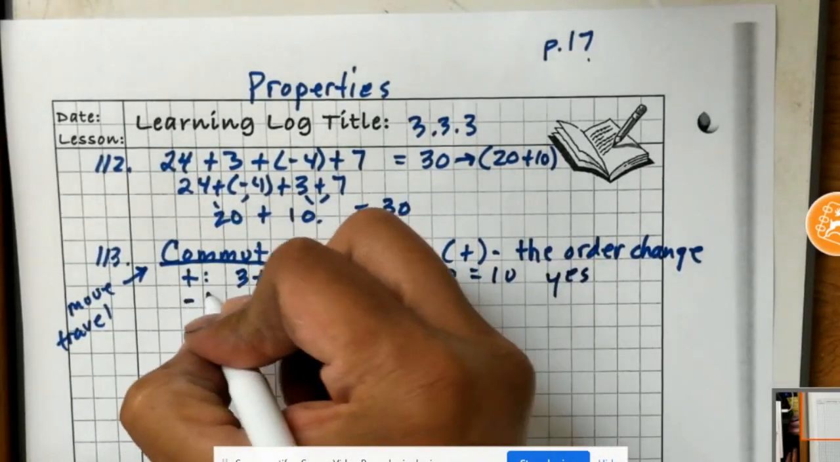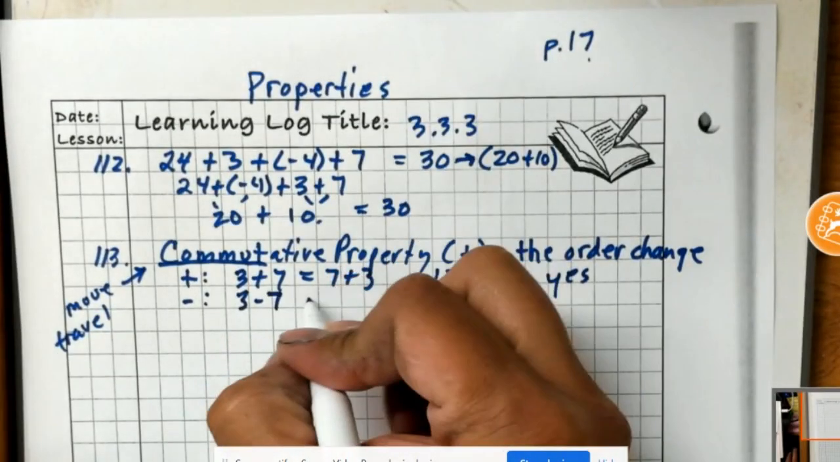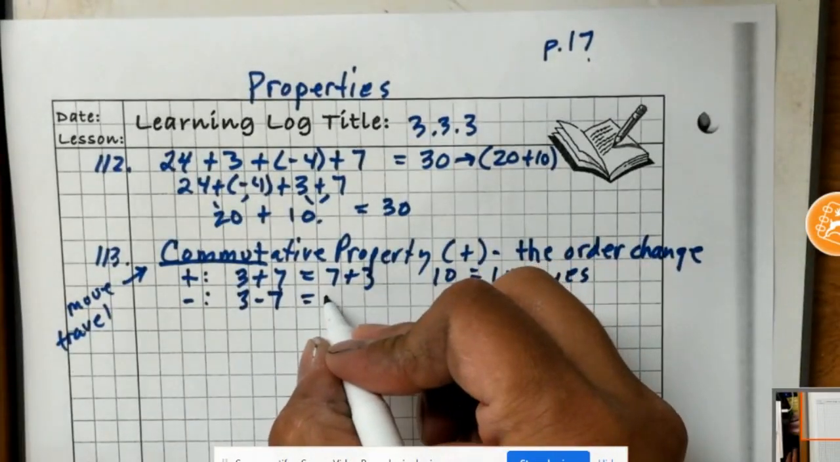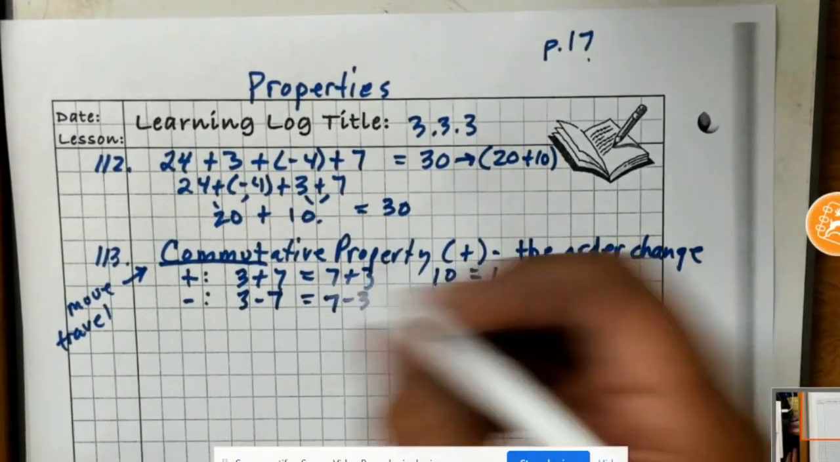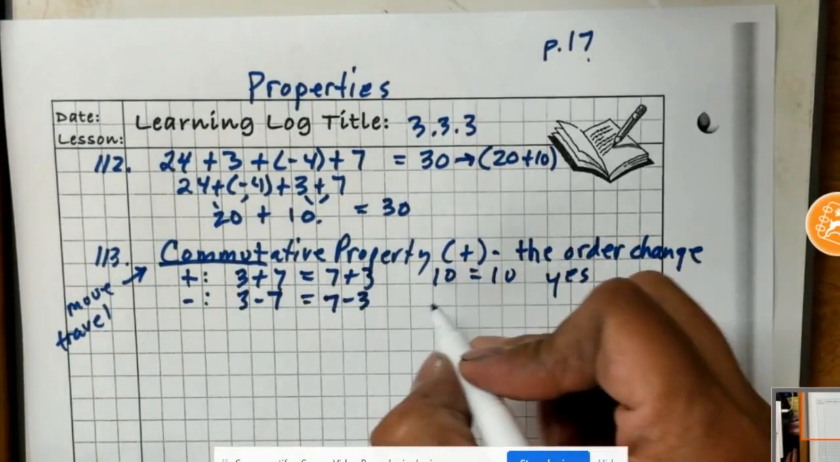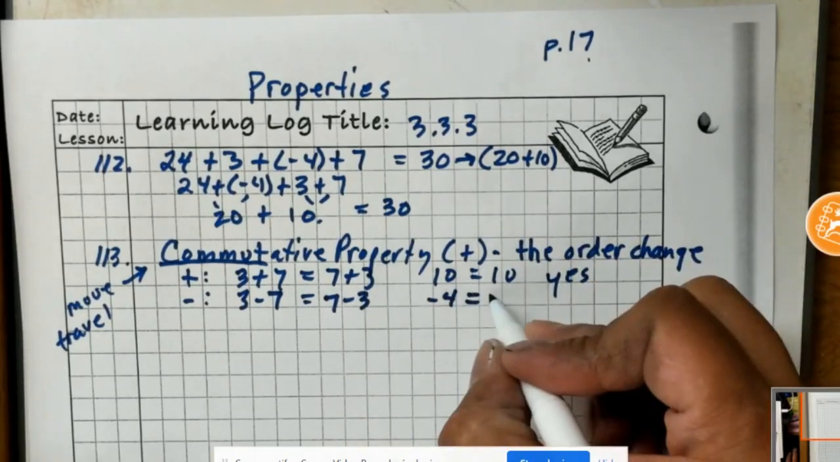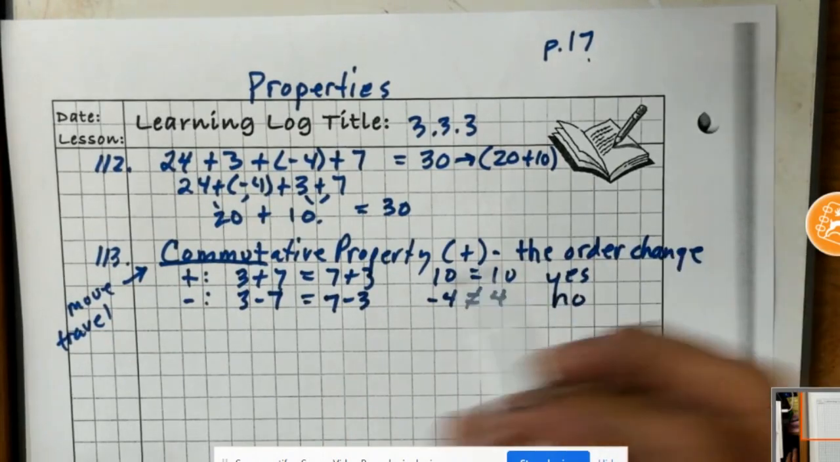And let's see if subtraction is commutative. So we're going to do 3 minus 7, and then we're going to change the order and do 7 minus 3. Are those two equal? And let's see. So 3 minus 7 is -4. And does it equal 7 minus 3, which is 4? All right, so the answer is no, that is not commutative.